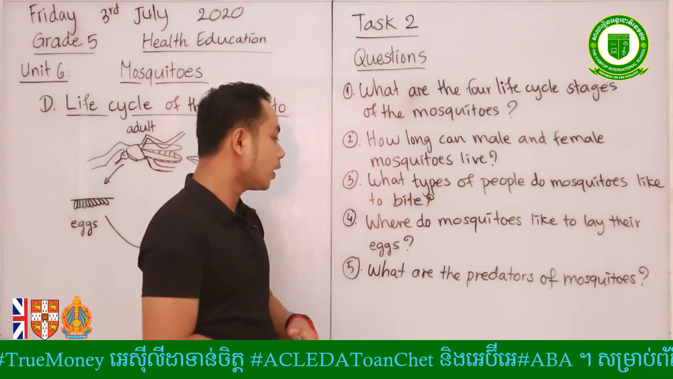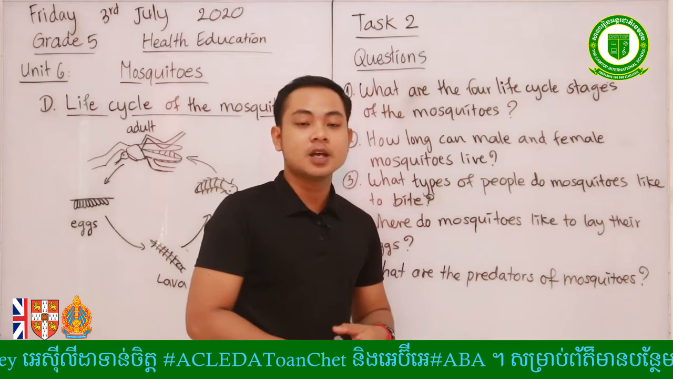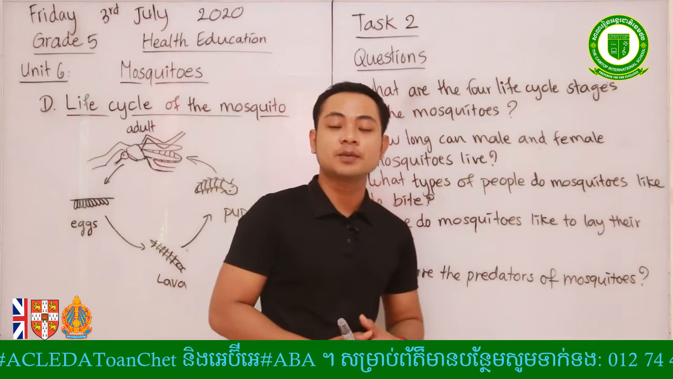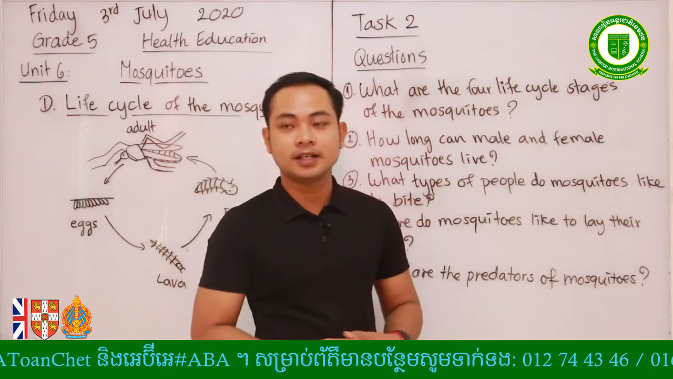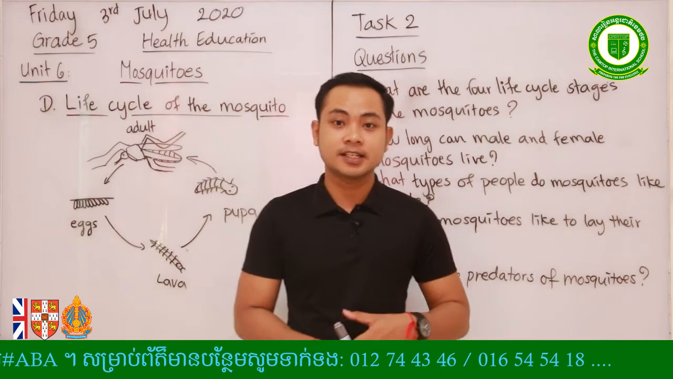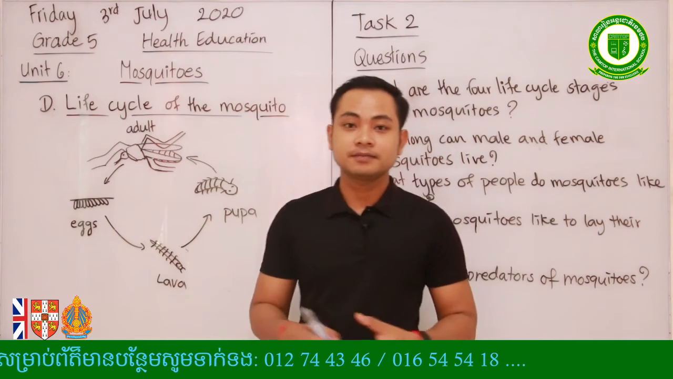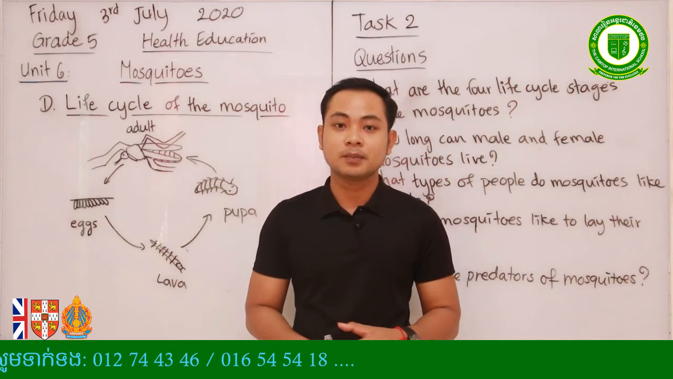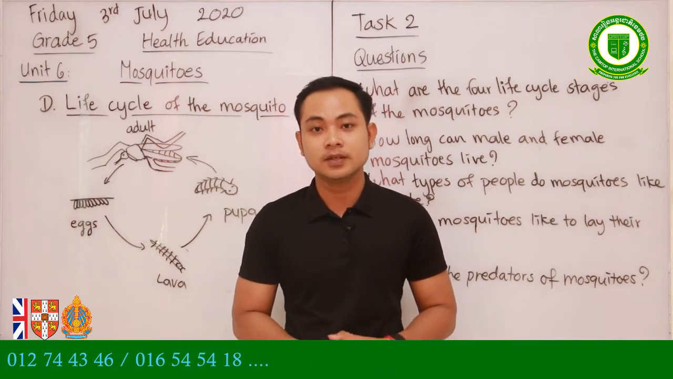And the last question: what are the predators of mosquitoes? Predators mean the enemies of mosquitoes. So what are the enemies of the mosquitoes? Probably the animals in the water. Could be fish, or maybe other bigger flies, okay? Or it could be the birds. Birds like to eat them as well.